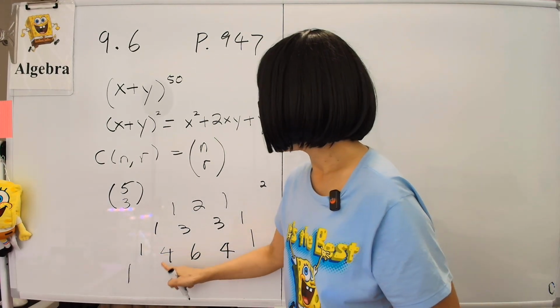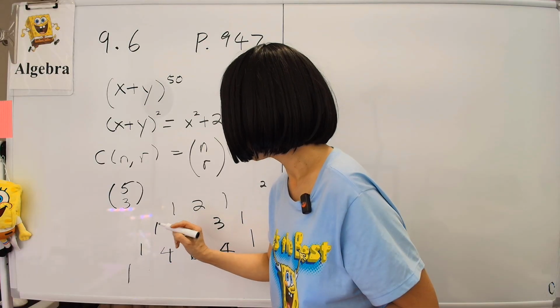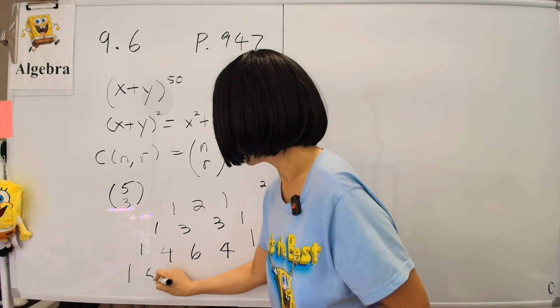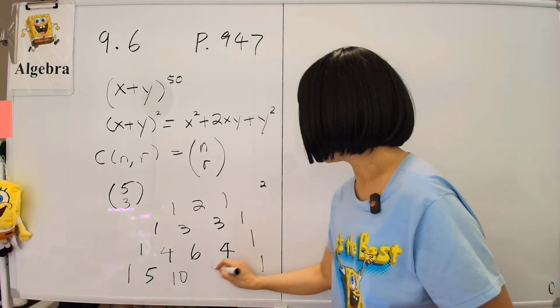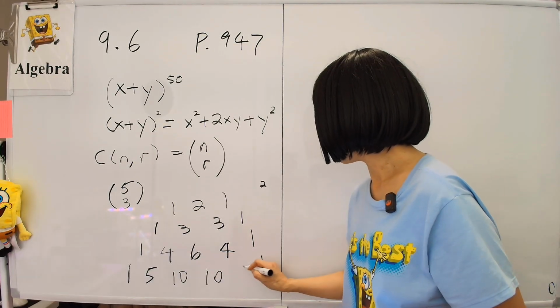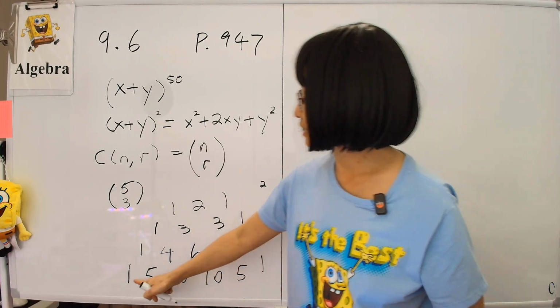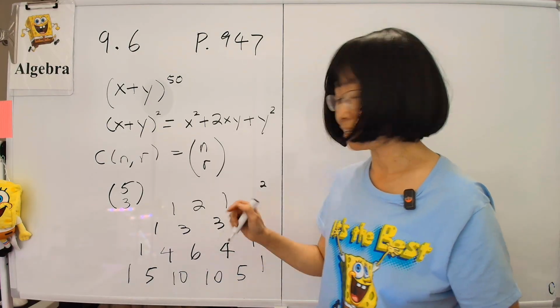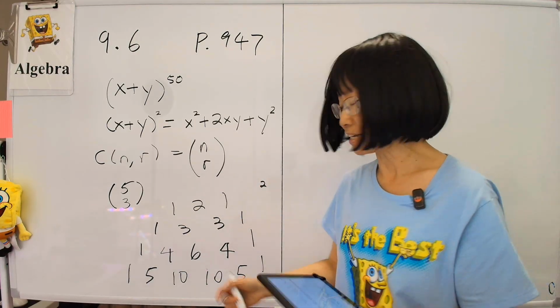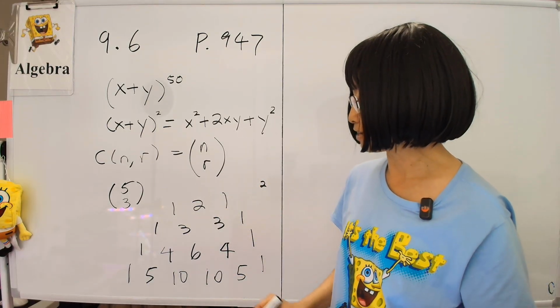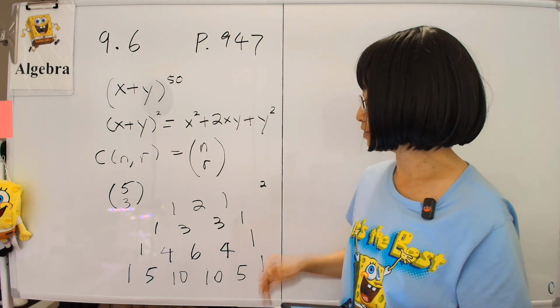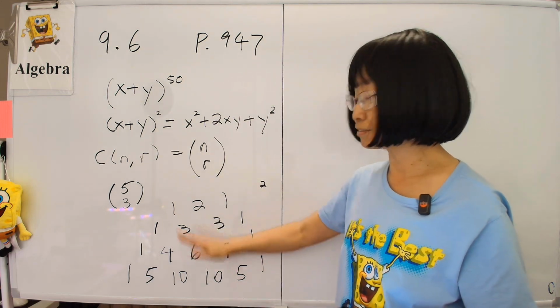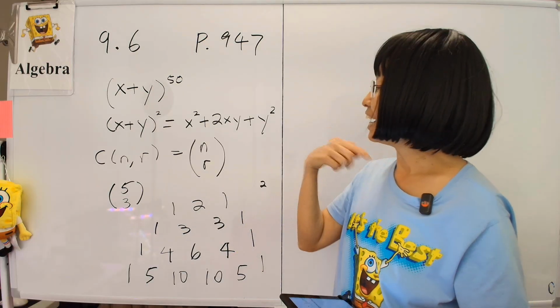Okay, now 1 plus 4 is 5. Let's see, I need to hold a pen right there. 5, 4 plus 6 is 10. And then the pattern repeats itself, okay, 10, 5, 1. So then the fifth row is 1, 5, 10, 10, 5, 1, which I also memorized. That's it. I think I memorized 5 rows because most of the time, any time we need this kind of stuff, it just goes to 5 and no more, okay?